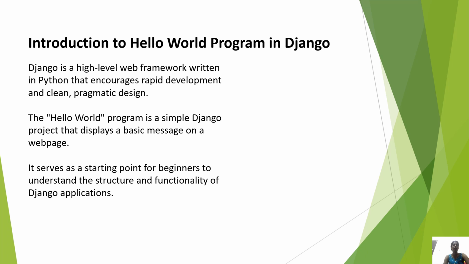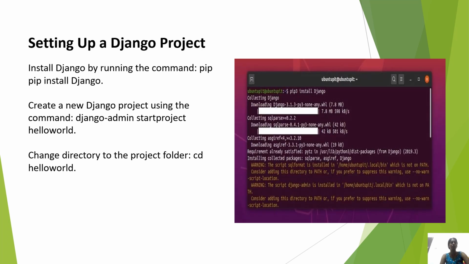Django is a high-level web framework written in Python that encourages rapid development and clean, pragmatic design. The Hello World program is a simple Django project that displays a basic message on a web page. It serves as a starting point for beginners to understand the structure and functionality of Django applications.